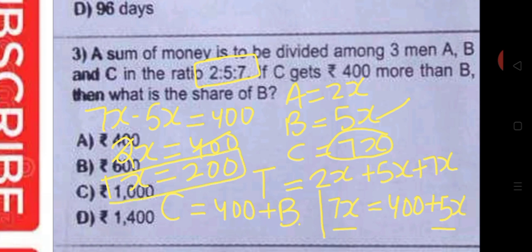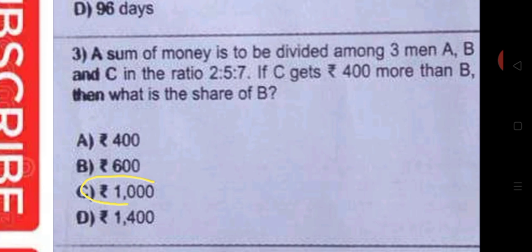We have to see what is the share of B. The share of B is 5x and the value of x is 200, that is 5 into 200 is equal to 1000. So I guess the correct option should be 1000. Yes, we have the correct option, 1000.